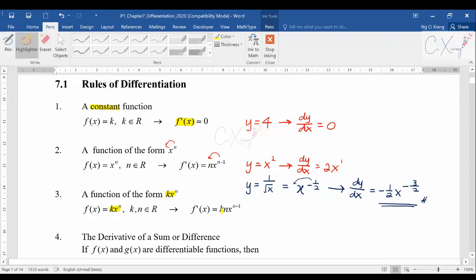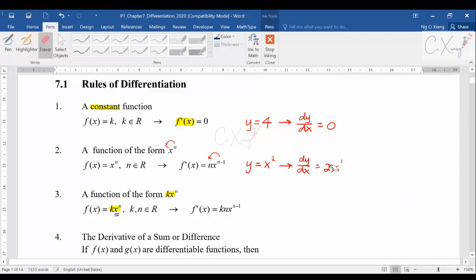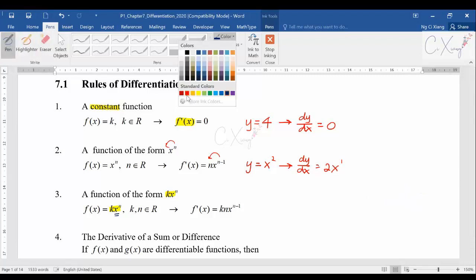Don't do anything with the k, and then you are differentiating the x power n followed by k. Okay, so you are focused on the x power n. So when you differentiate x power n, you put the n in front, copy the x, and then n minus 1. Alright, so maybe I can give you a very simple example on this.